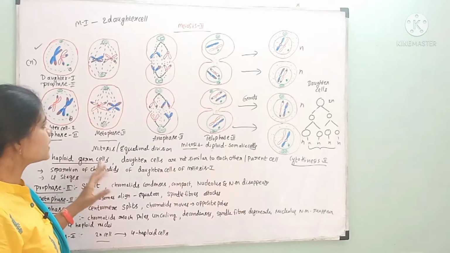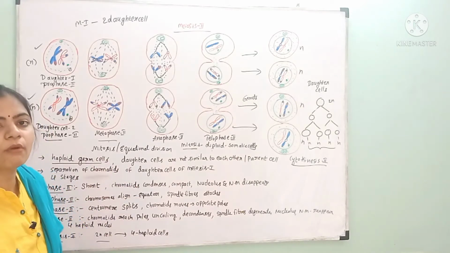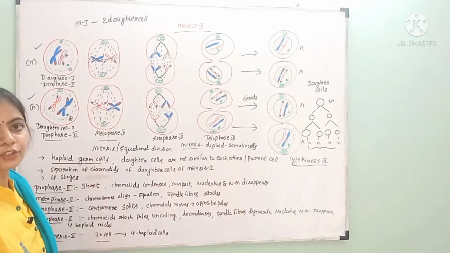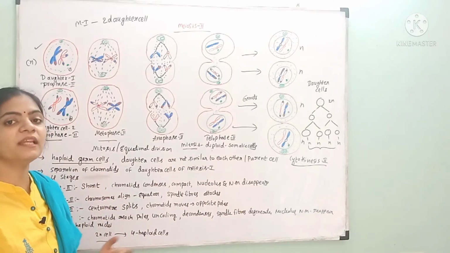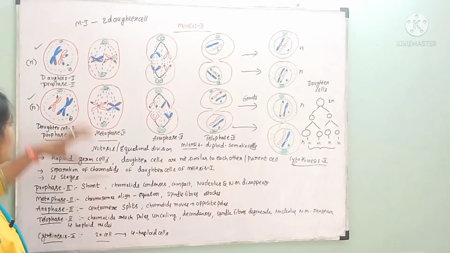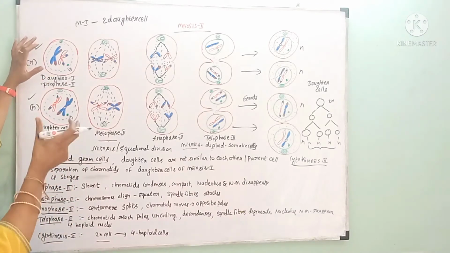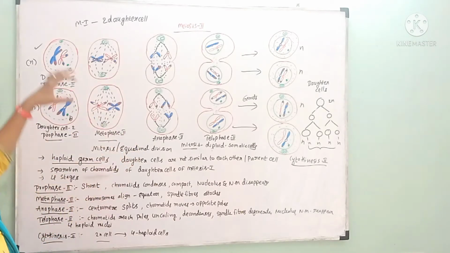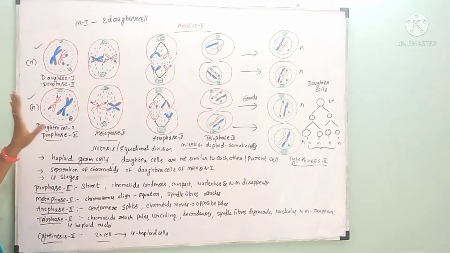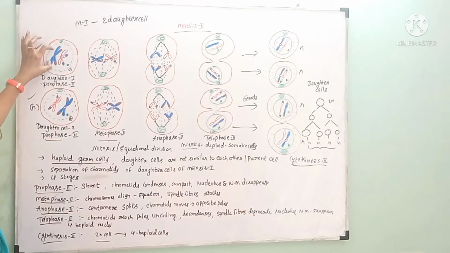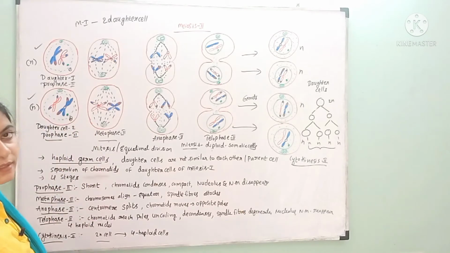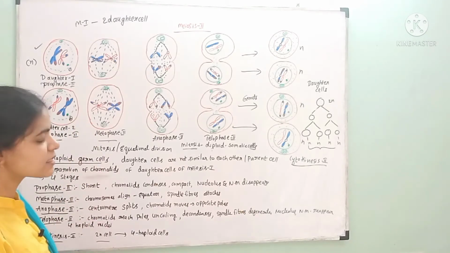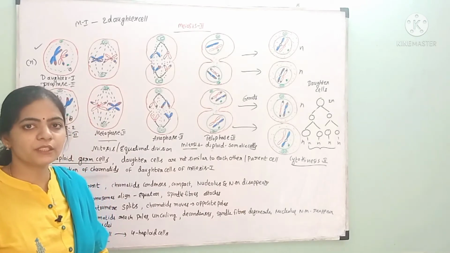What is the main purpose of Meiosis-II? The separation of chromatids of the daughter cells of Meiosis-I is the main purpose of Meiosis-II. In Meiosis-I, the paired homologous chromosomes were separated and equally distributed into the daughter cells, right? But in Meiosis-II, the separation of chromatids takes place, and that separation takes place in two stages.